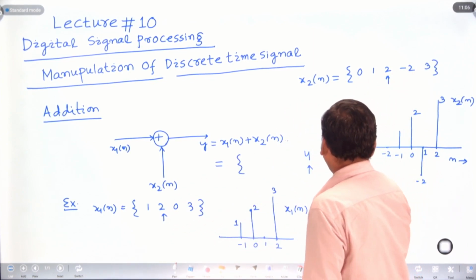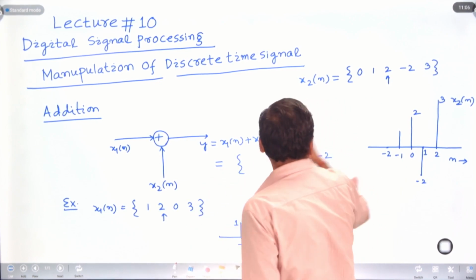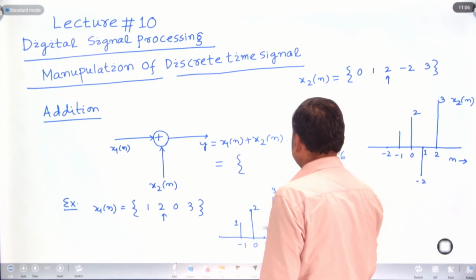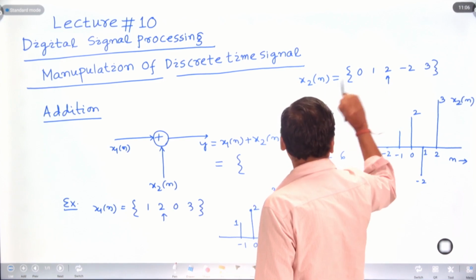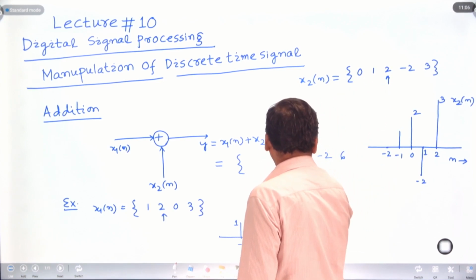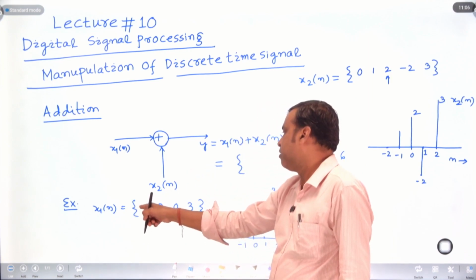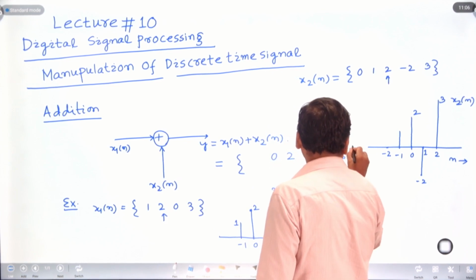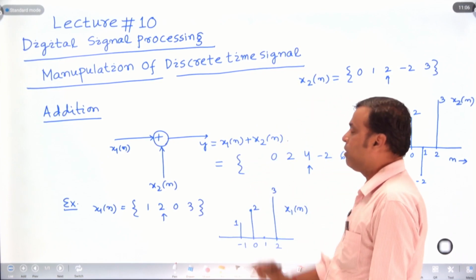So 0 minus 2, that is nothing but your minus 2. Similarly for n equal to 2, x1 is 3 and x2 is 3, 3 plus 3 is your 6. Similarly for n equal to 1, 1 plus 1 is 2. For n equal to minus 1, there is no signal present at n equal to minus 2, that's why 0, so 0 plus 0 is 0. This is nothing but your y equal to x1 of n plus x2 of n.